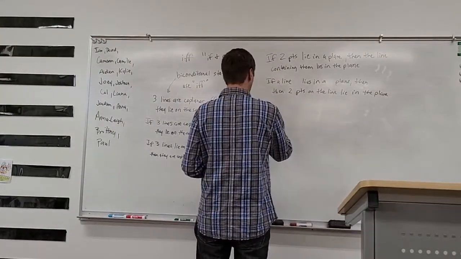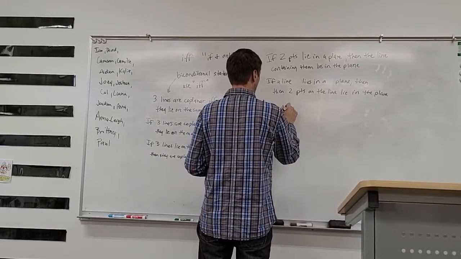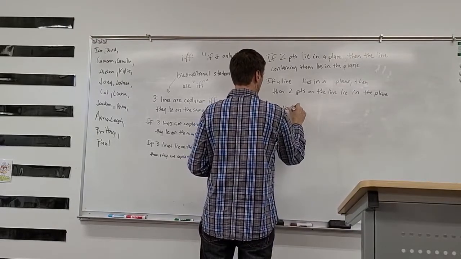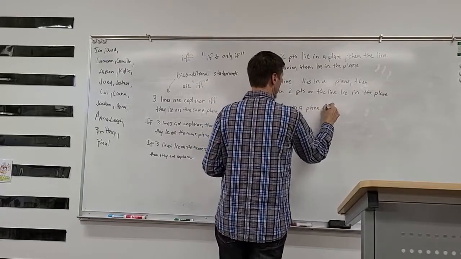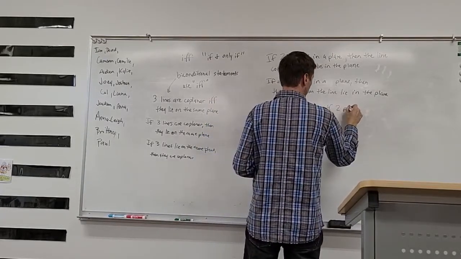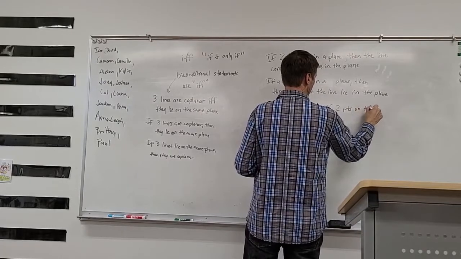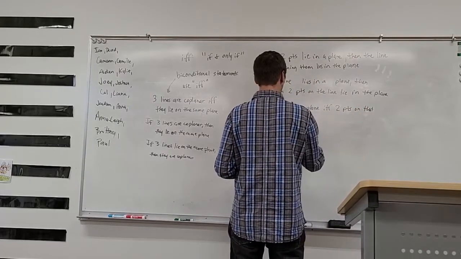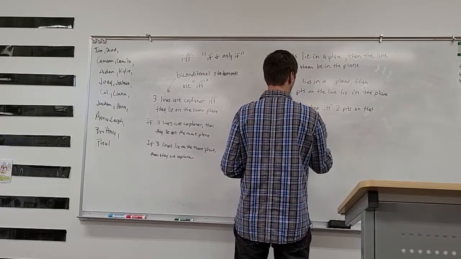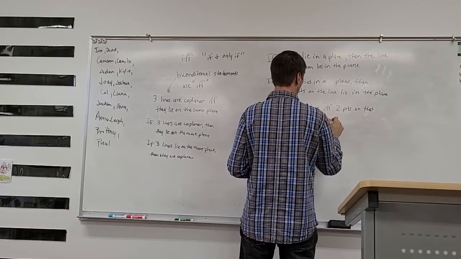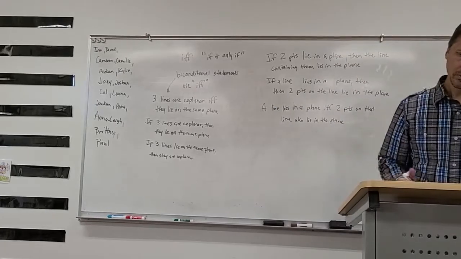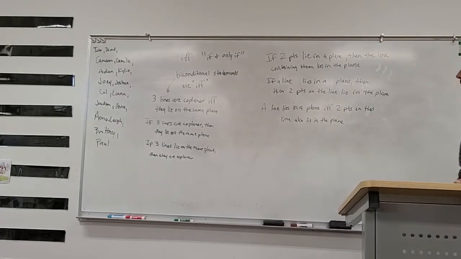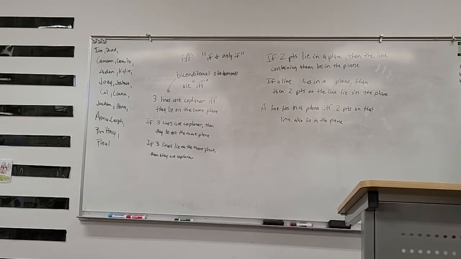We could say a line lies in a plane if and only if 2 points on that line also lie in the plane. Right? That would be one way that you might write that. So is everybody clear on that?